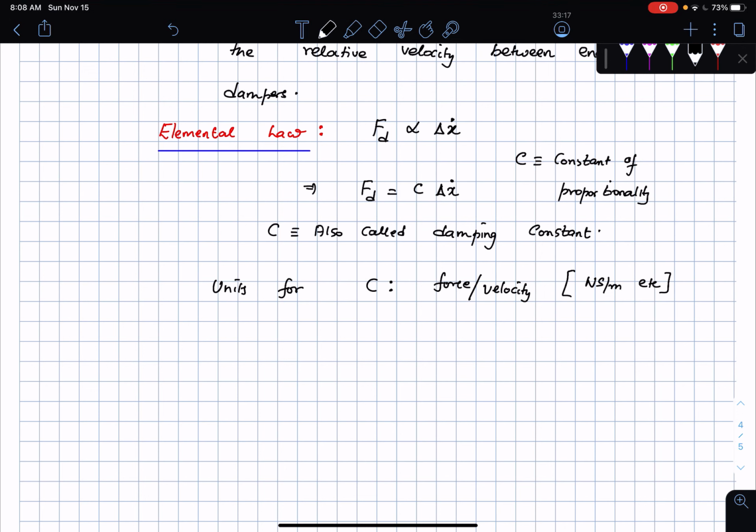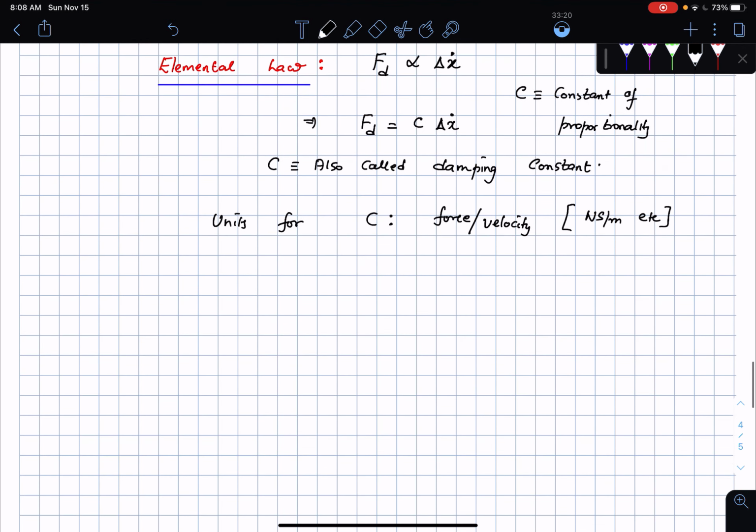Now the other thing is when the system is at SEP, when all the springs are unstretched. At SEP, dampers do not exhibit any restoring force, because dampers exert a restoring force only when there is a relative velocity. At SEP, what is the velocity? 0, right? So at SEP, dampers do not exert a restoring force.